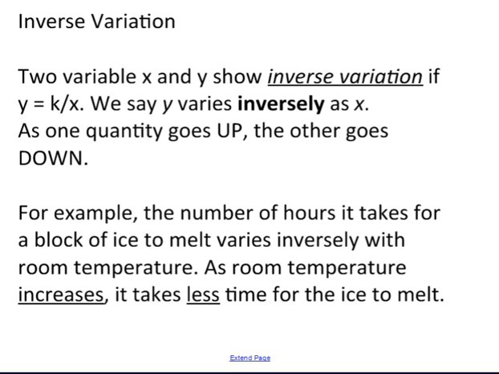Inverse variation. Two variables x and y show inverse variation if y equals k divided by x. We say y varies inversely as x. As one quantity goes up, the other quantity goes down. For example, the number of hours it takes for a block of ice to melt varies inversely with room temperature. So as the room temperature increases, it takes less time for the ice to melt. As it gets hotter in the room, less time to melt.